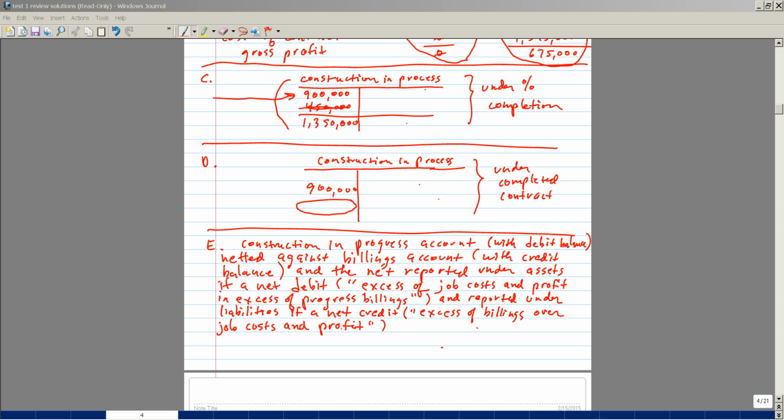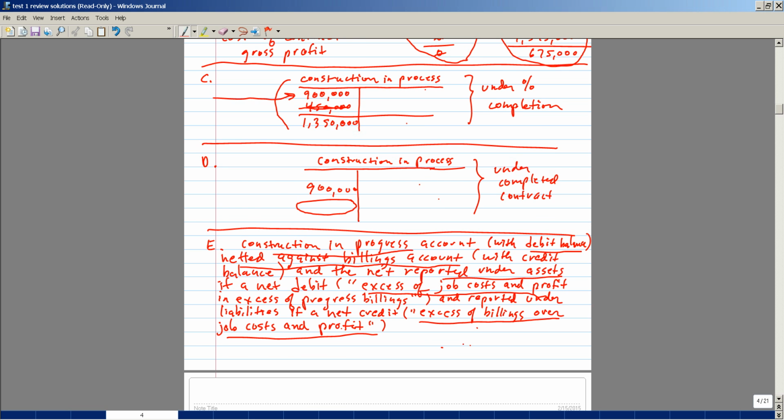What happens is at each balance sheet date, you take the balance in the construction in process account, which has a debit balance, and you net it against the balance in the billings account that has a credit balance. So if the net of those two accounts is a net debit, it's reported under the asset section of the balance sheet, described as excess of job cost and profit in excess of progress billings. And if the netting of those two accounts is a credit balance, it's reported under liabilities, and it's described as excess of billings over job cost and profit.